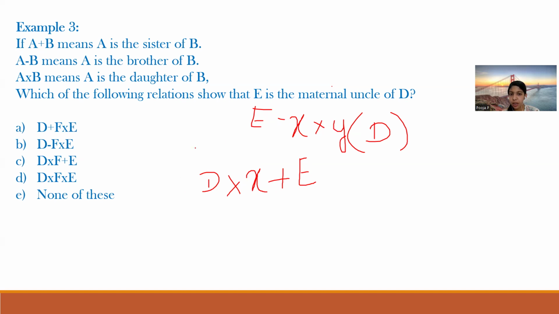All right, this is also fine with you all. X's daughter is D and D is the sister of E. All of you clear with this equation as well? Yes. Okay, now tell me which is the correct answer. C. Option C. Yes, you are right.